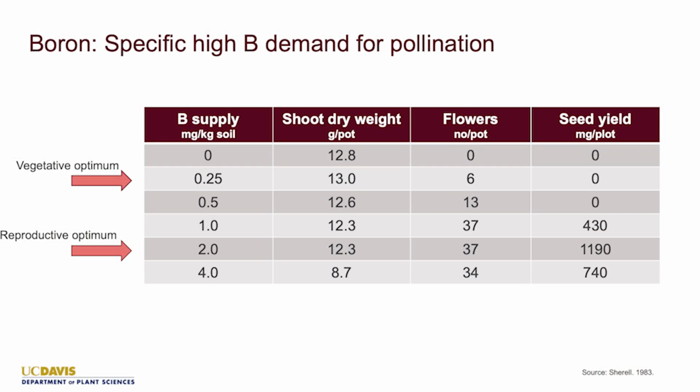A couple of examples. This is some old data from the 80s on red clover, and I put this in to illustrate an important principle. So we have the 6 different rates of boron supply to soil on the left.